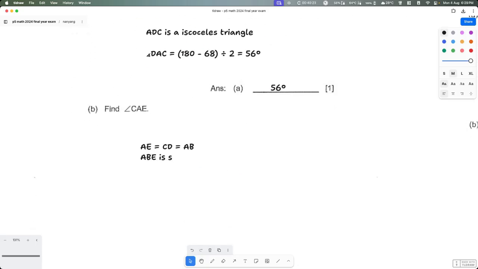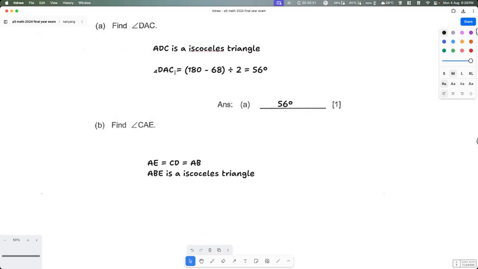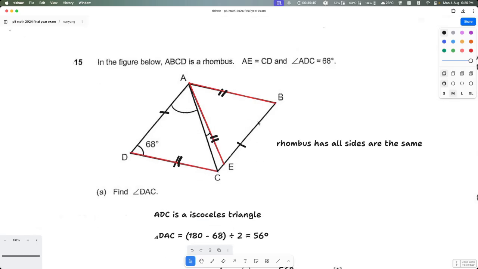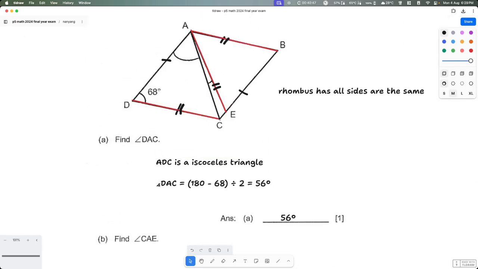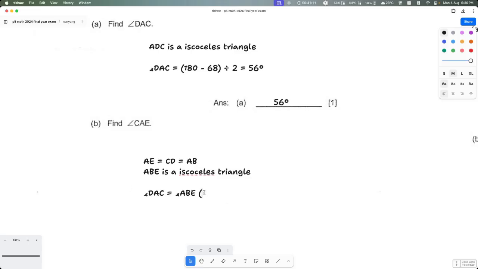ABE is an isosceles triangle again, right? Okay, and then we know ABE. So angle DAC is equal to angle ABE. So from here, this is because opposite angles in a rhombus are the same.